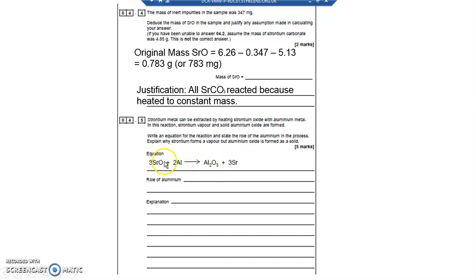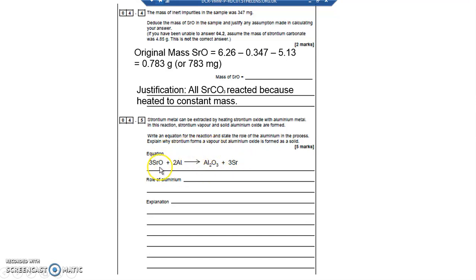Role of aluminium, it's removing oxygen. Something that removes oxygen is a reducing agent. So this SrO has been reduced. It's lost oxygen in going from SrO to Sr. So the other chemical in there is the reducing agent. It's causing this to be reduced.